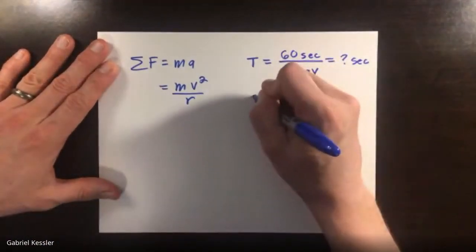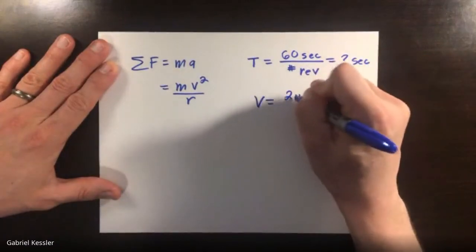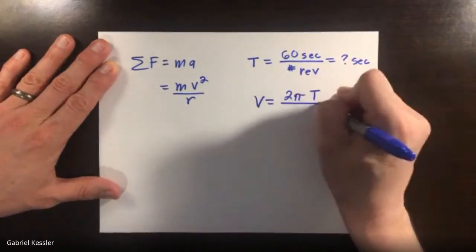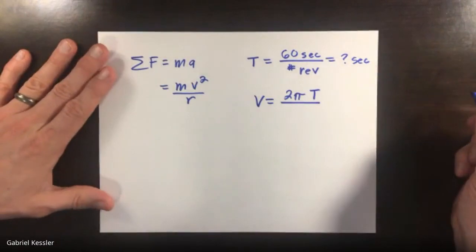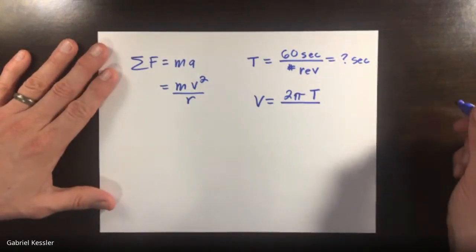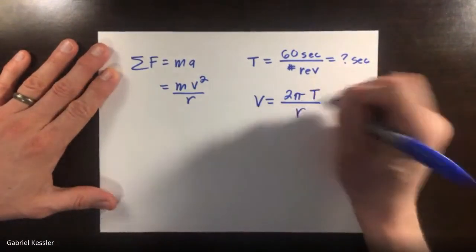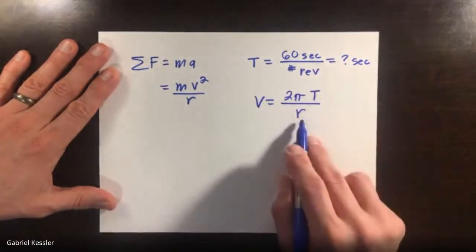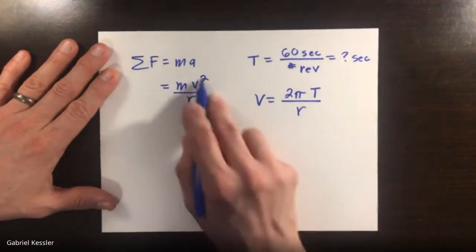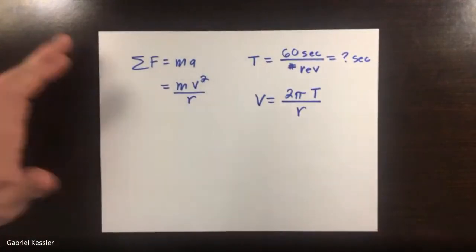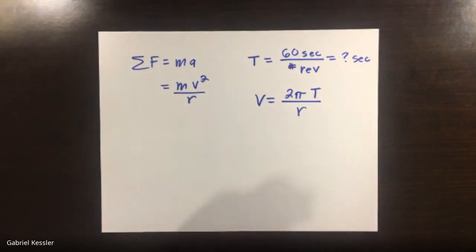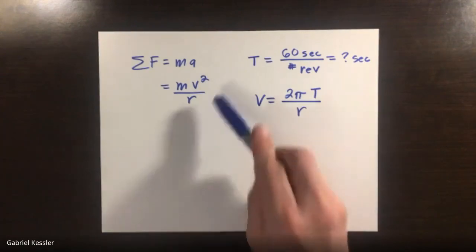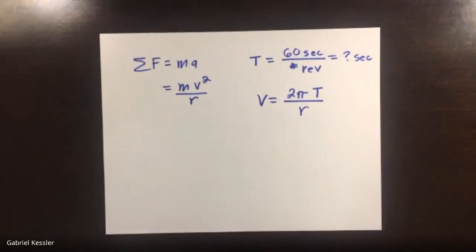Then I can use that period, take 2 pi times the radius, which is given in the problem, divided by the period. Once I do that, I plug it in over here, and I can get my net force, which is my centripetal force. I'm not looking for a specific force, which is why I didn't really draw a free body diagram, because a free body diagram helps me define individual forces. But if I can find that net force, that's all I need to do to find centripetal force.